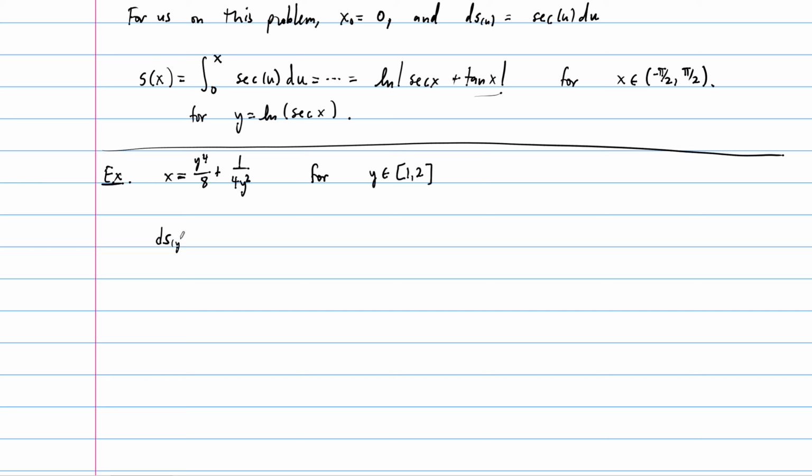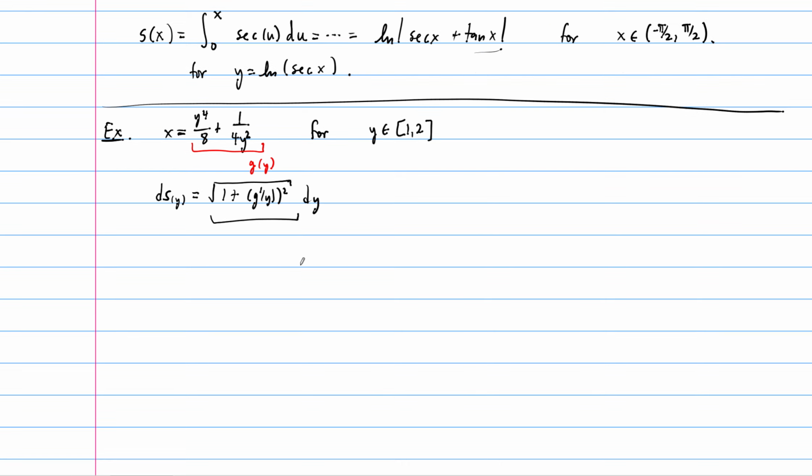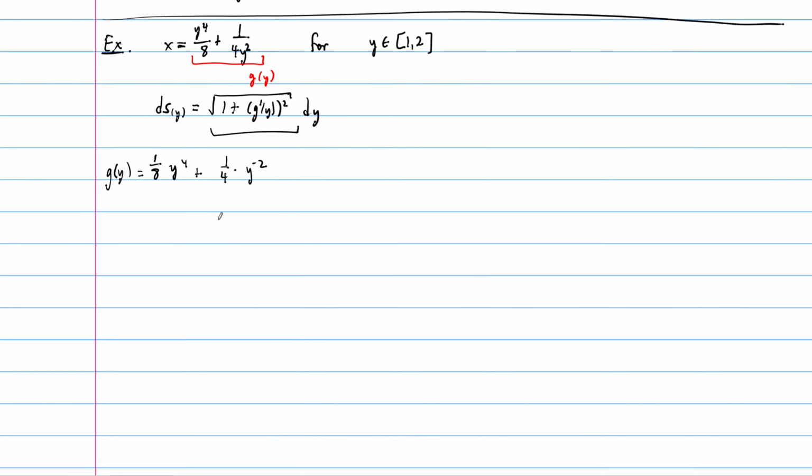So our ds in terms of y is going to be, remember, this is like our g of y. Now we've got a function. Our x is given to us as a function of y. It's going to be the square root of 1 plus g prime of y, quantity squared, dy. And so we need to carefully work this out, right? That's going to be the key. So let's do it. Let's rewrite our g of y in exactly the notation that we want to use. Our g of y is 1 over 8 y to the 4th plus 1/4 times y to the minus 2. I'm going to write it that way because we're going to have to take the derivative and then square it and do some stuff to it, right?